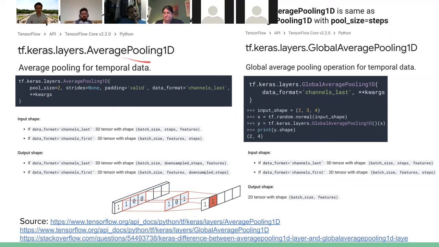A special case of average pooling 1D is the global average pooling 1D, where your pool size is your entire sequence length. So you're not looking at, for example, 2 tokens or 3 tokens at a time. You're looking at the entire input sequence and calculating the average. So it's basically an average function.